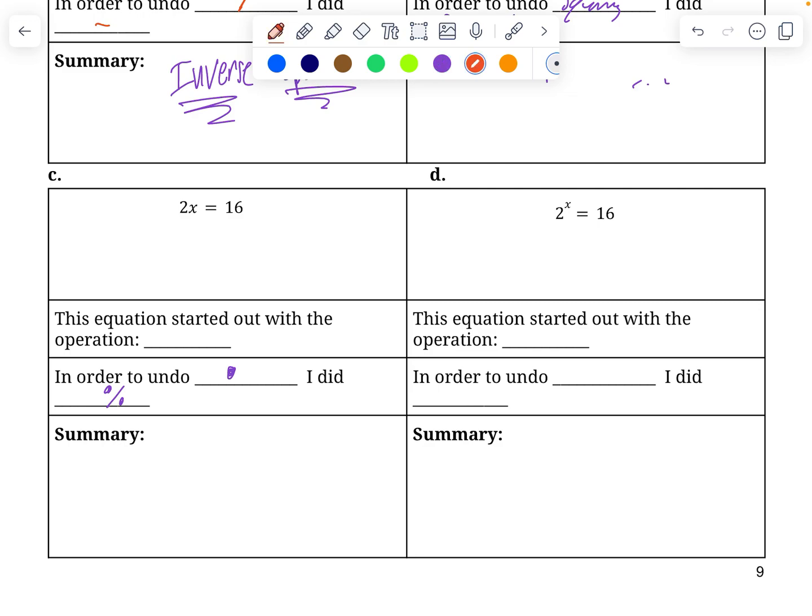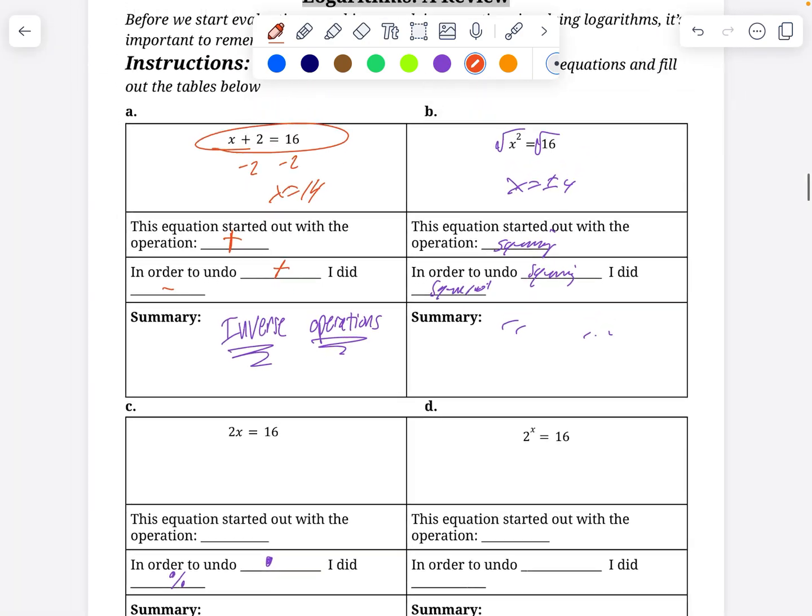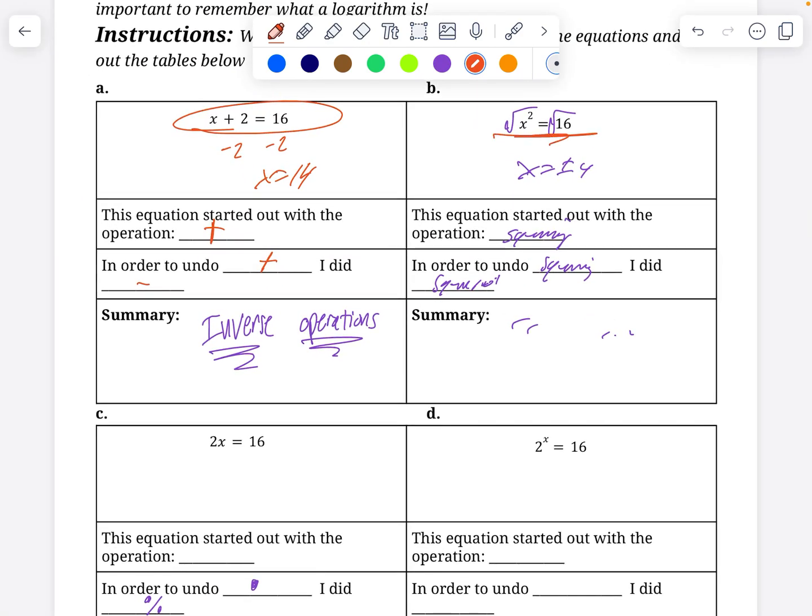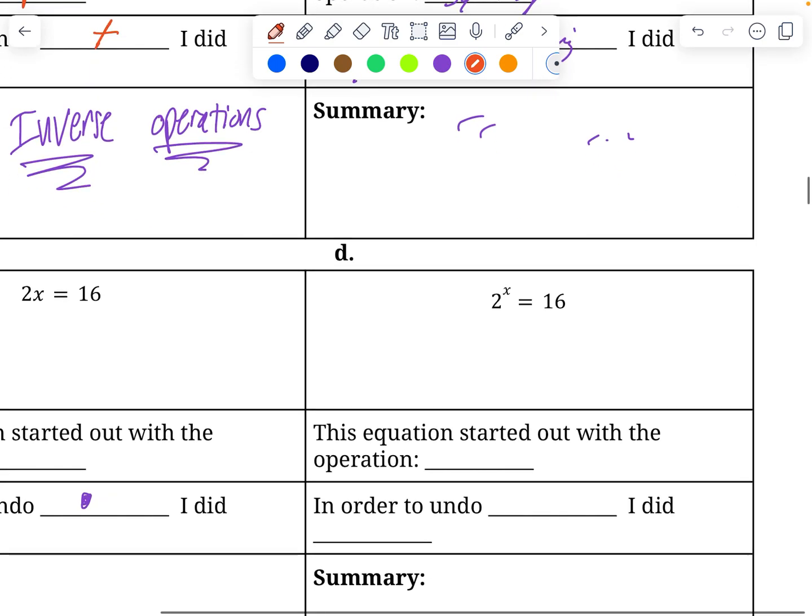The last one is the interesting one. It is 2 to the x power. You know how to undo exponents when they're numbers. You undo squares with square roots. You undo cubes with cube roots. But how do you undo an exponent like x? One idea would be maybe you do something like an x root.